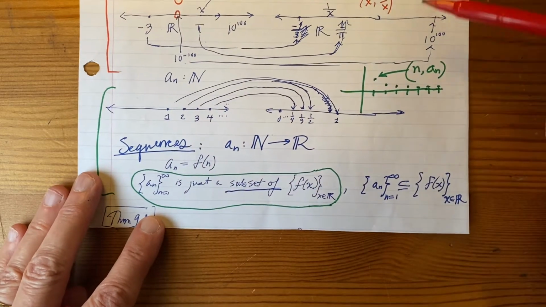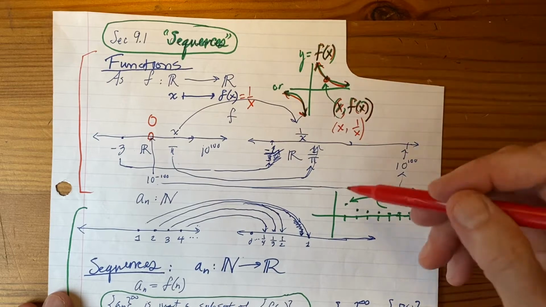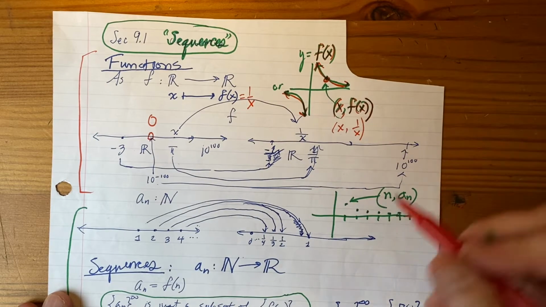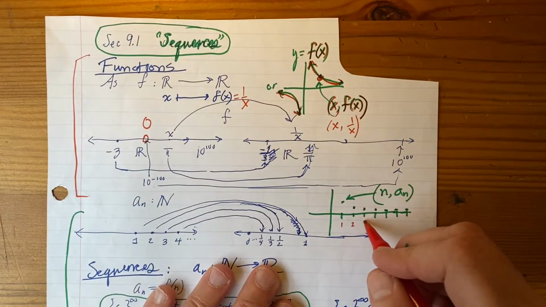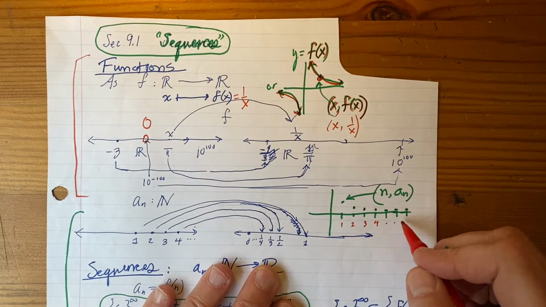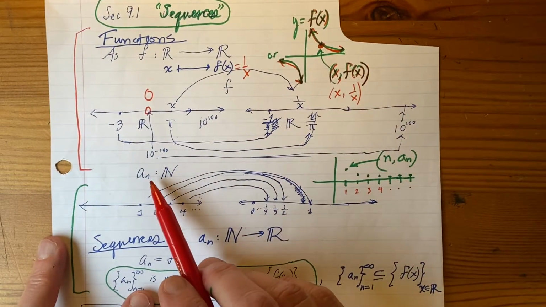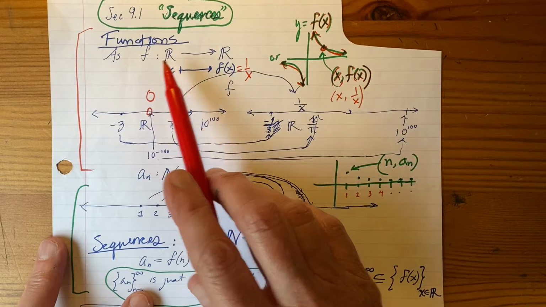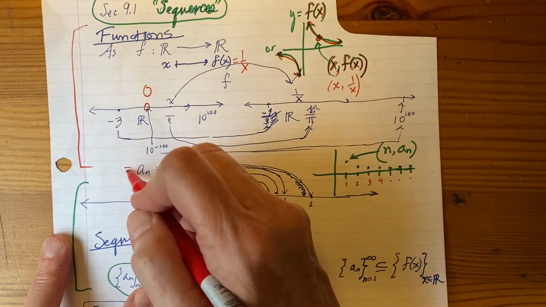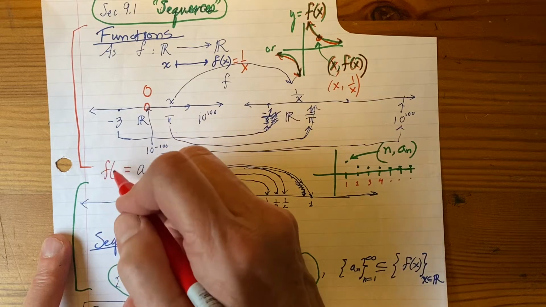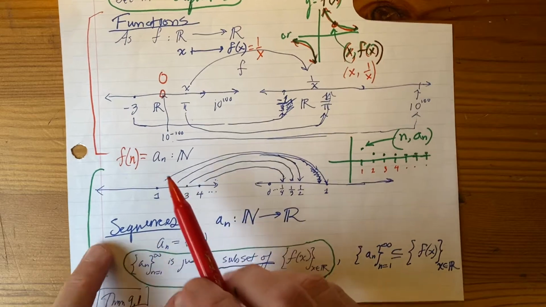So a way of thinking of it is take the graph of the real valued function and just grab those points above the natural numbers. 1, 2, 3, 4, and so on. We use different notation for a sequence than for a function. Instead of calling this f of n, we call this a sub n. But we do make this kind of assertion during this section.